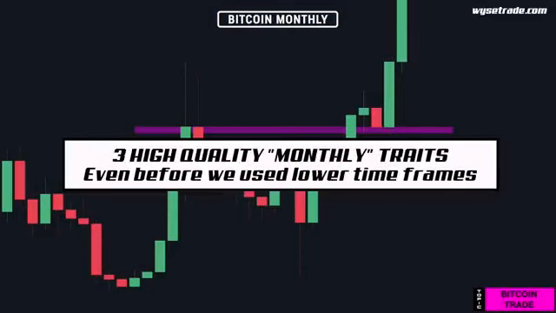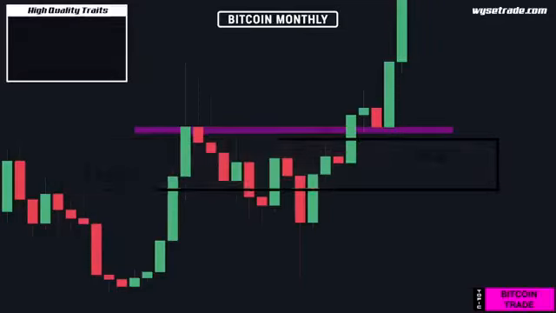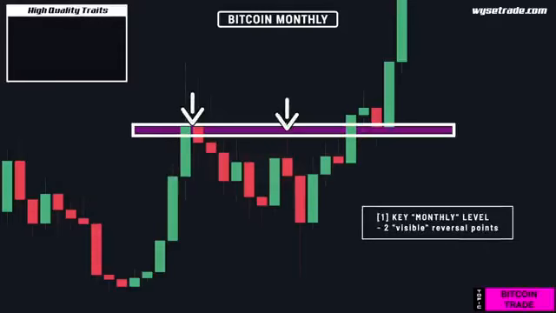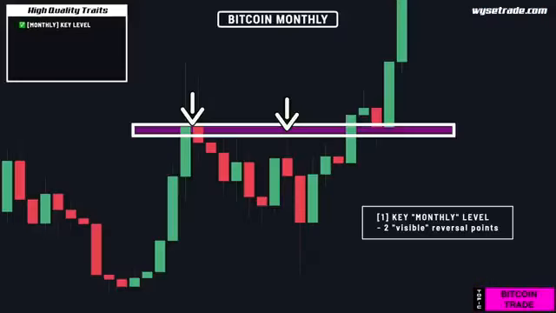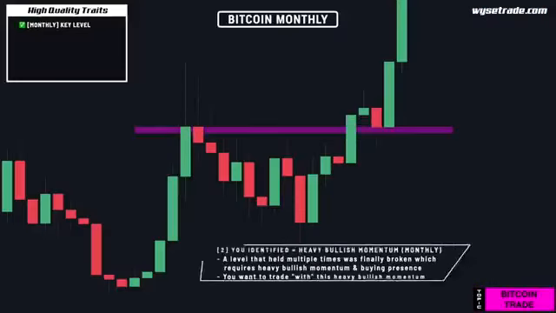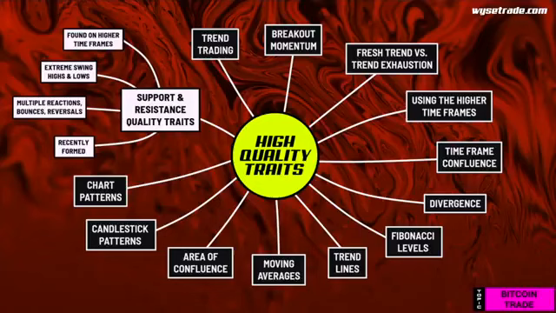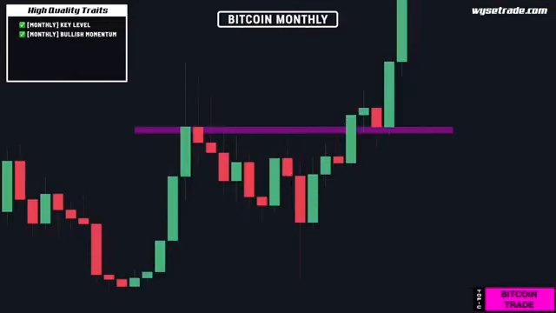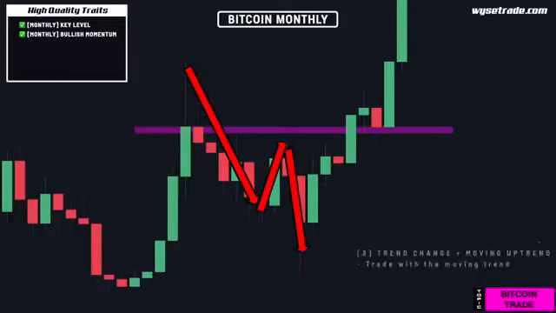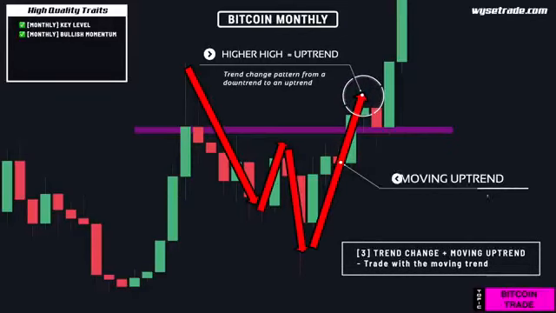So there were 3 high-quality traits that gave us our clear bullish directional bias, even before we brought in other time frames. First, your key monthly resistance level turned to support. Price then broke through this very key monthly resistance level that held 2 times. Next, price was in a clear downtrend before price made a higher high, which shows a clear trend change pattern and a clear moving uptrend.